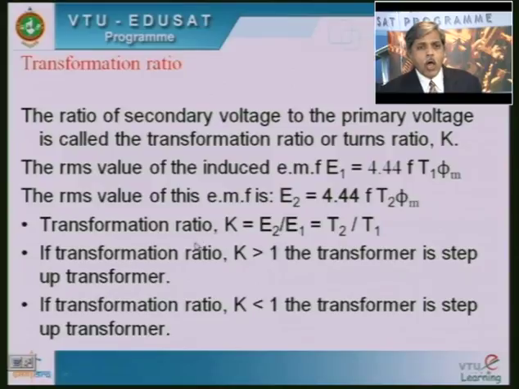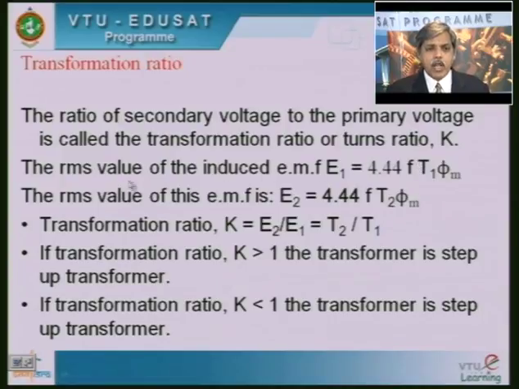Now, for every transformer there is a ratio called the transformation ratio, which tells by what magnitude the voltage is transferred from primary to secondary. We normally write this as the ratio of secondary voltage to primary voltage. It is called the transformation ratio or turns ratio also. This is represented by the capital letter K.